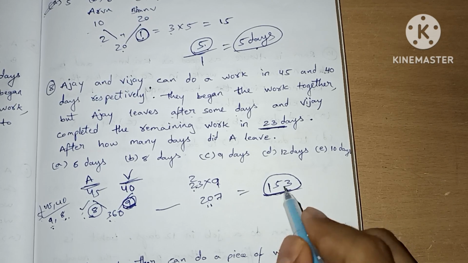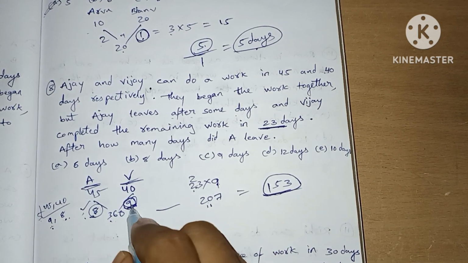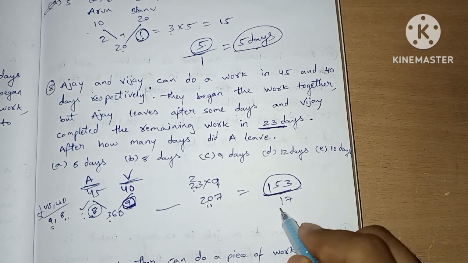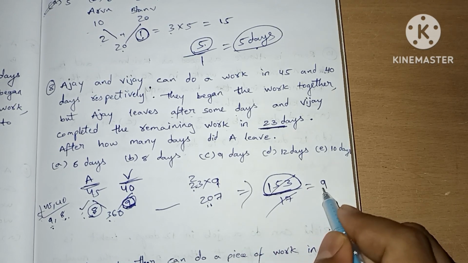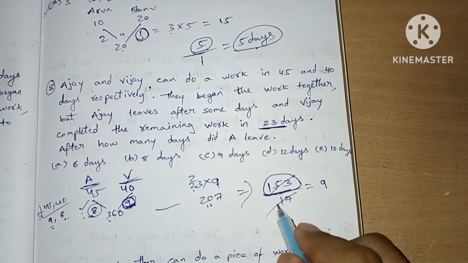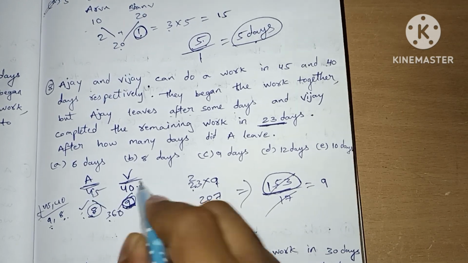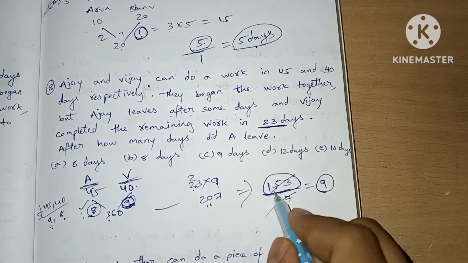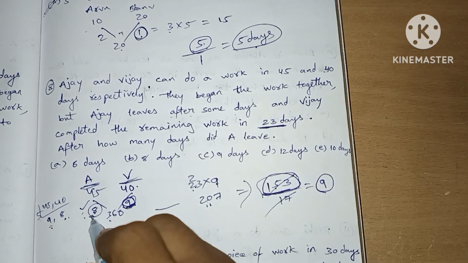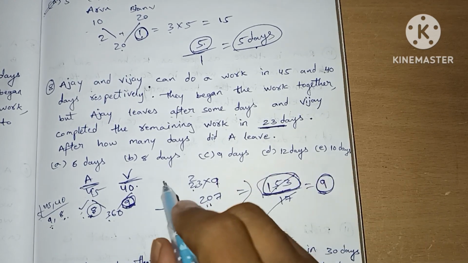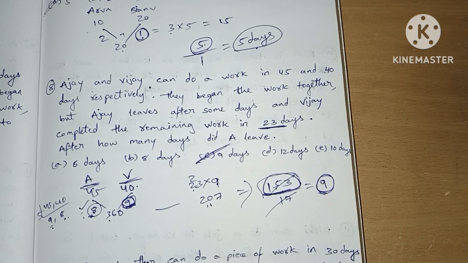This 153 units is completed by both together, whose combined efficiency is 17. So 17 × 9 is 153. So both Ajay and Vijay together worked for 9 days and completed 153 units. It means Ajay worked only for 9 days. Option C is our answer.